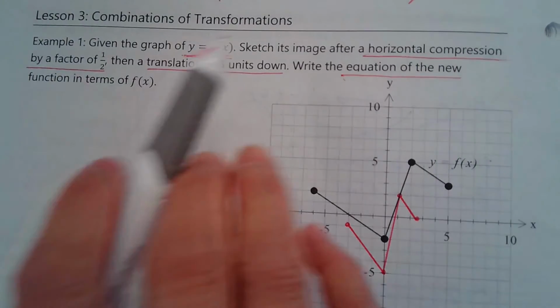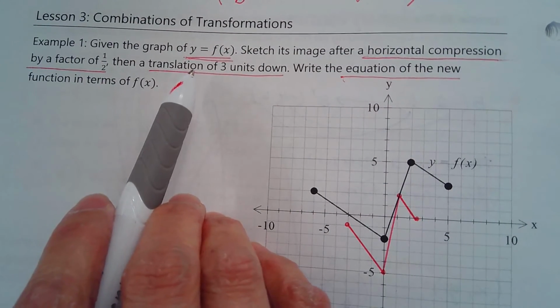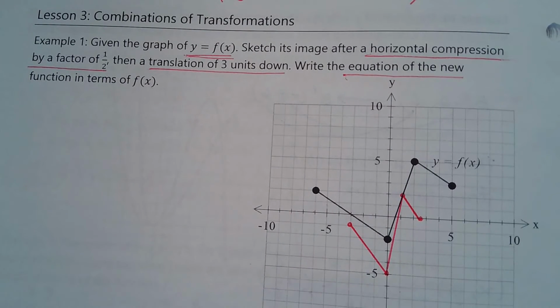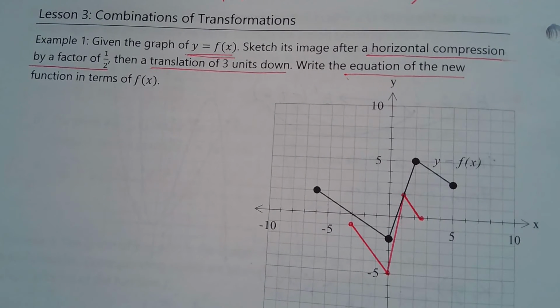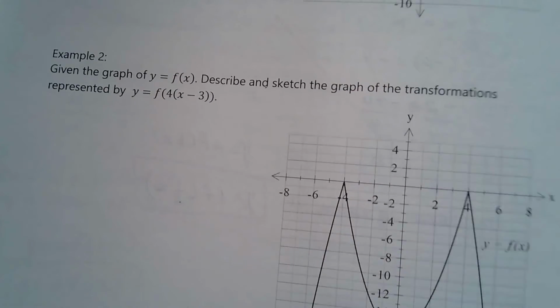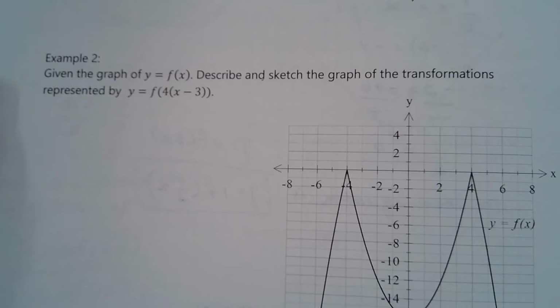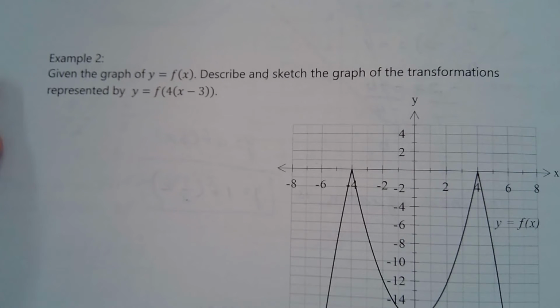I think that's it, right? So we looked at the horizontal compression by a factor of 1/2, translation 3 down, new equation, and then we graphed it. Good? Okay. So now let's take a look at example number 2. I'll do it on a separate sheet of paper again.